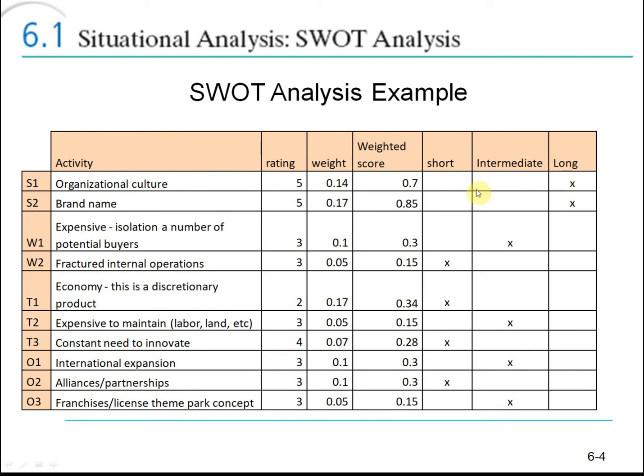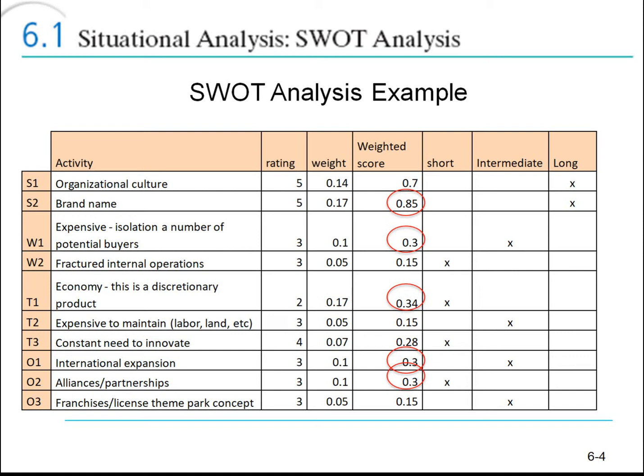From there, we can now begin to take a look at the overall SWOT analysis and begin to derive what we should focus on for our most immediate strategy. So here you want to identify the highest weighted scores. These are the activities that are the most important. So you can see the highest score we have here is 0.85. The next highest we have is 0.34. And then for the third, we actually have three items that all fall into a 0.3.